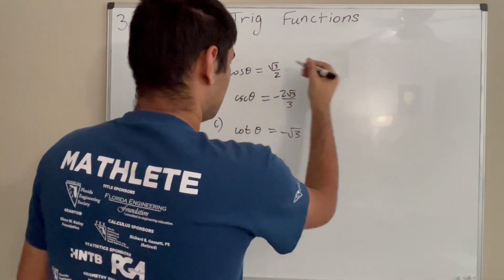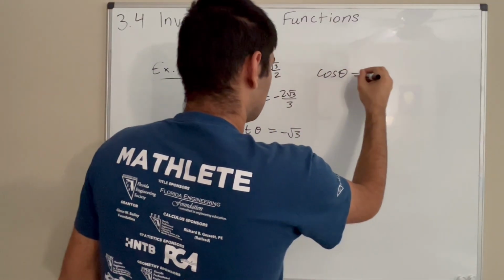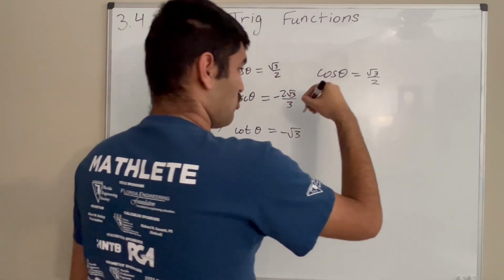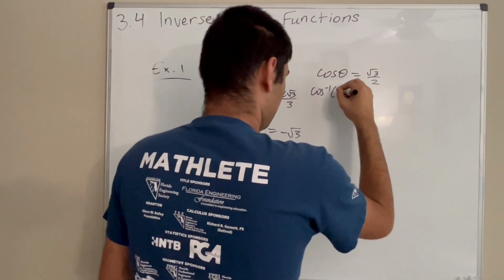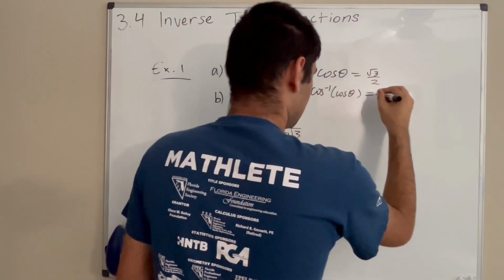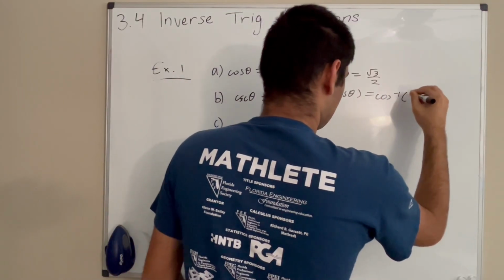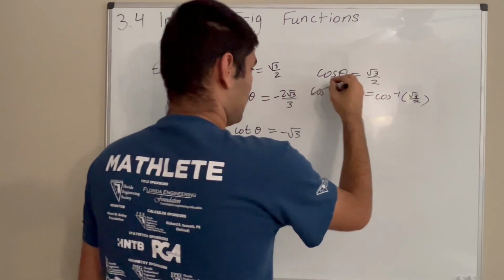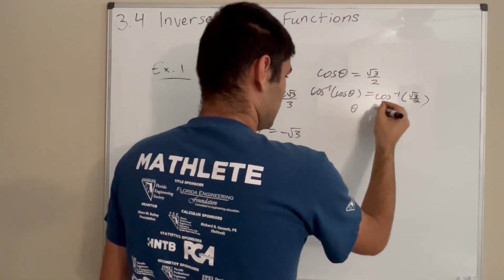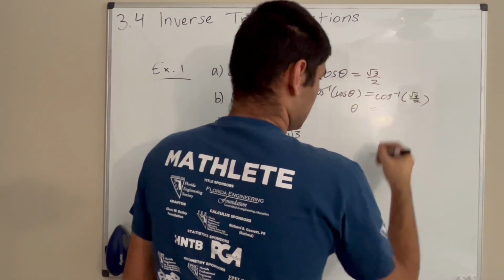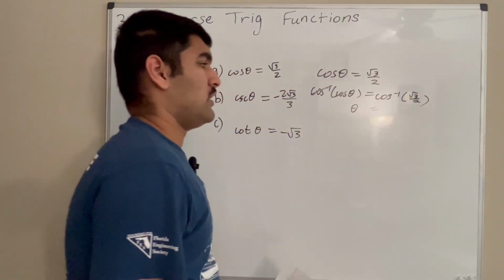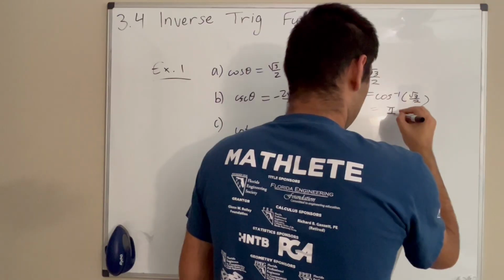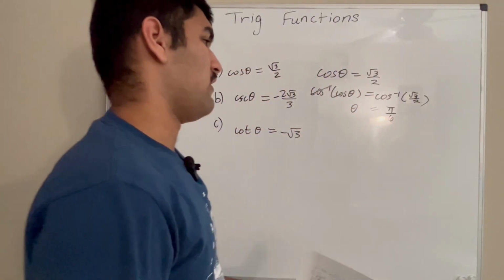So we have cosine theta is equal to square root of 3 over 2. The first step is you take inverse cosine of both sides. Then inverse cosine and cosine cancel, so you just put this into your calculator, and again, make sure that it's in radians. And if you put it in the calculator, you should get theta is equal to pi over 6.